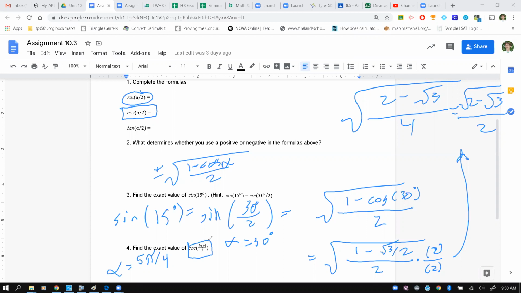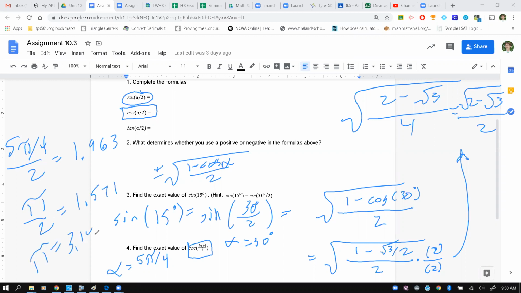And it might be hard for you to work out in what quadrant that's in. 5 pi over 4 divided by 2 is 1.963. And pi over 2 is 1.571. And of course, pi is 3.14. So this is between these two values, so this one is in the second quadrant. And if it's in the second quadrant, then when you use your formula and it says plus or minus, you have to ask yourself, in the second quadrant is cosine positive or negative? And then you won't put plus or minus, you'll put that sign.